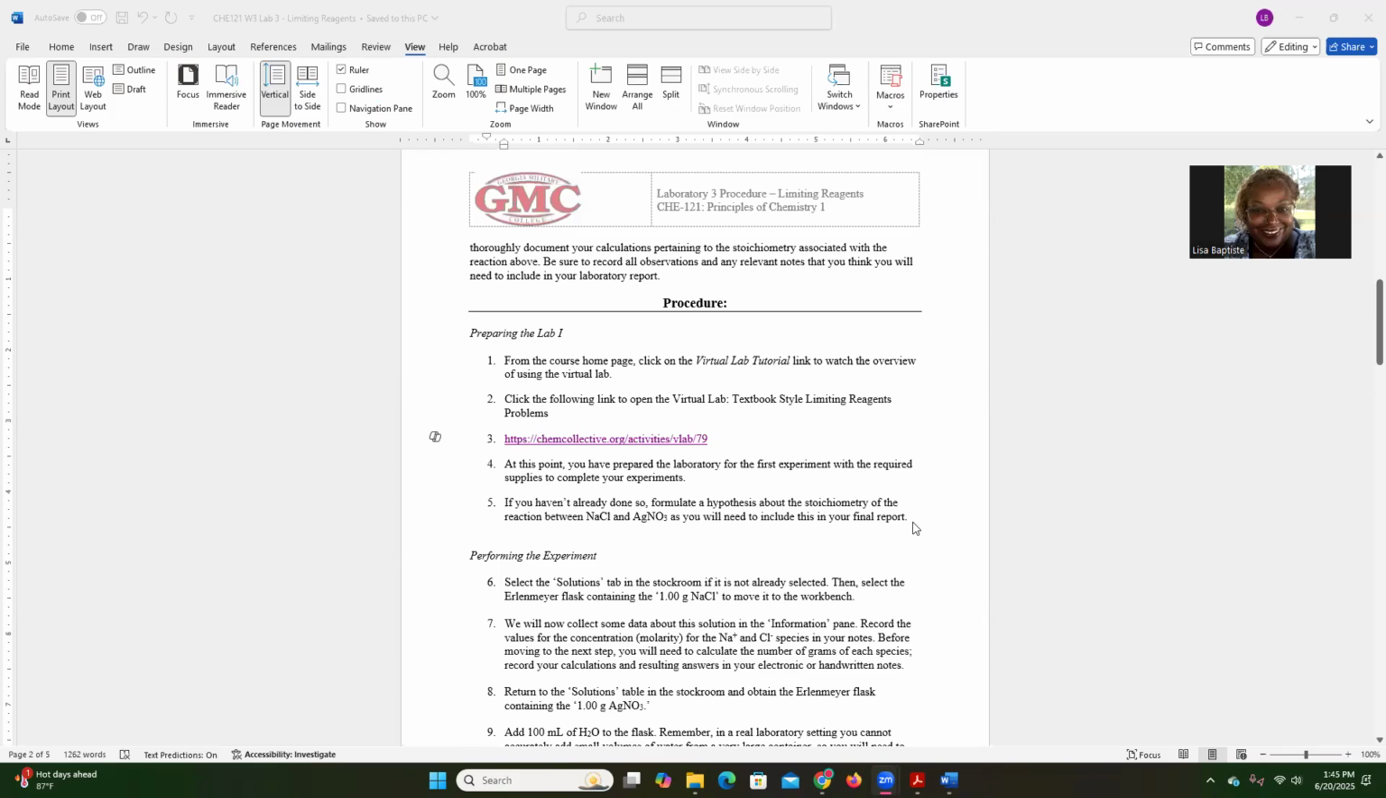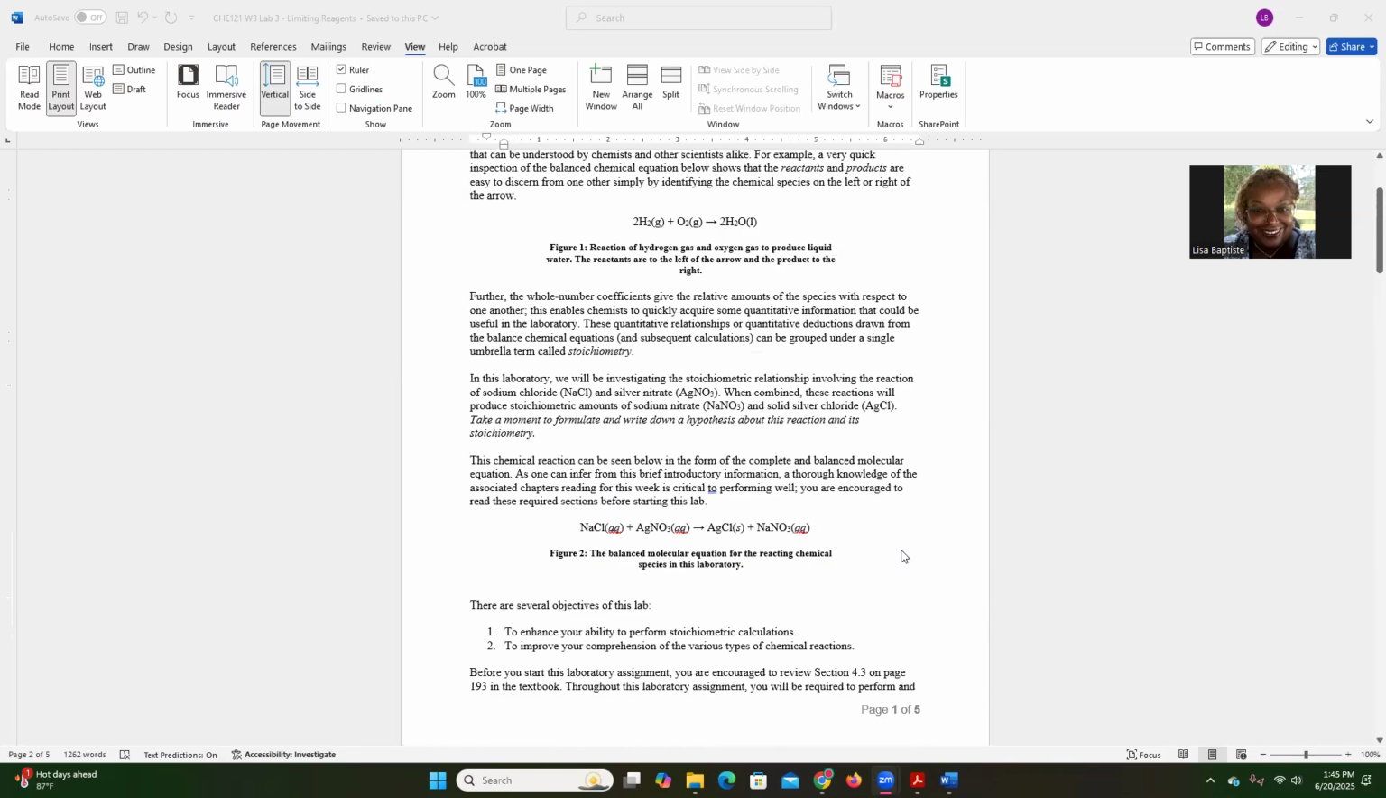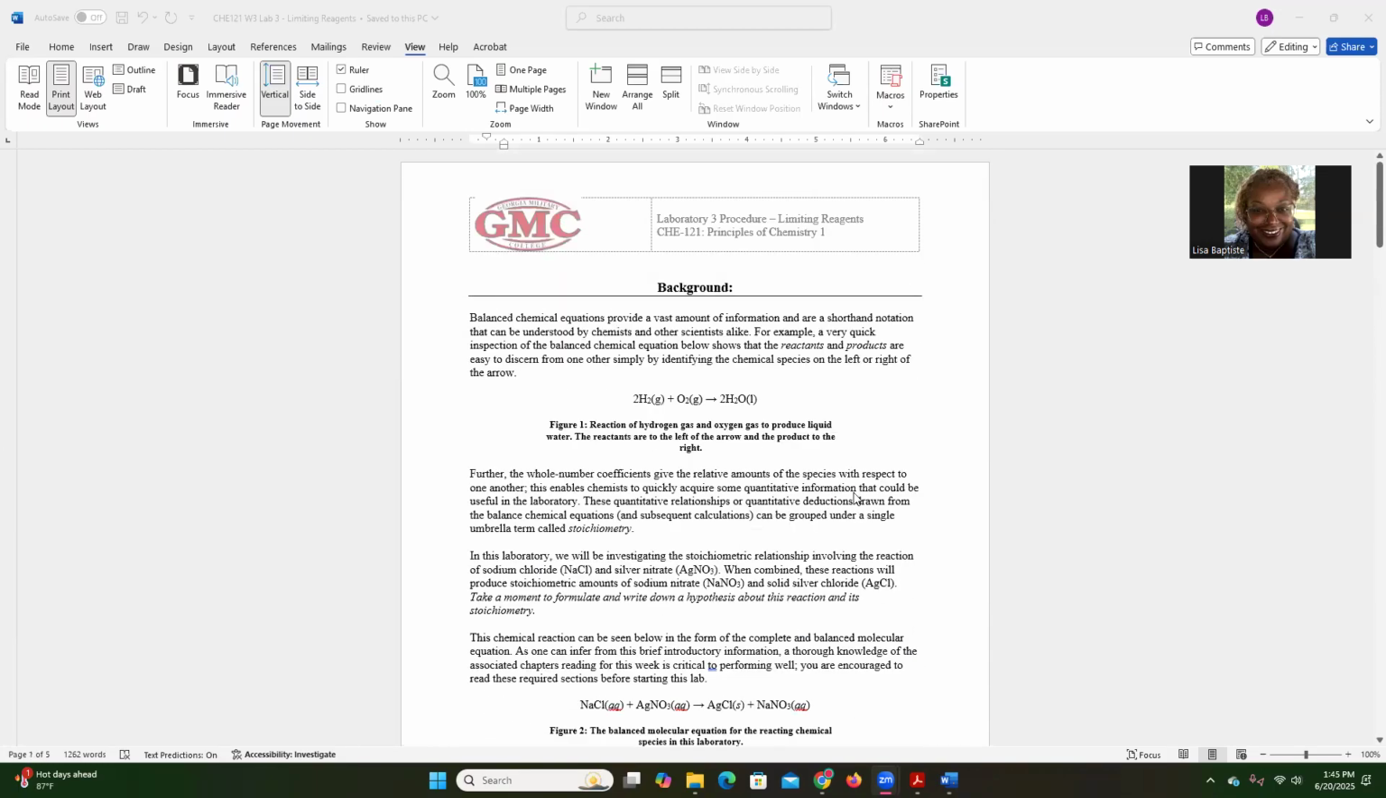I wanted to go over the lab that you will be doing for this week, and this week's lab is on limiting reagents. For this particular lab, you will be working with balancing chemical equations and using those balanced chemical equations to do what we call stoichiometry. And stoichiometry is where we do conversions from, say, grams of one substance to grams of another substance in a balanced chemical equation, and we use the coefficients to represent the number of moles of that substance.